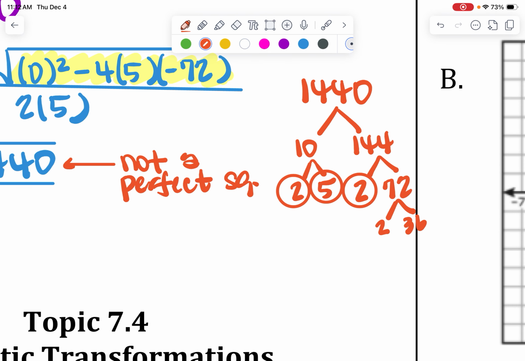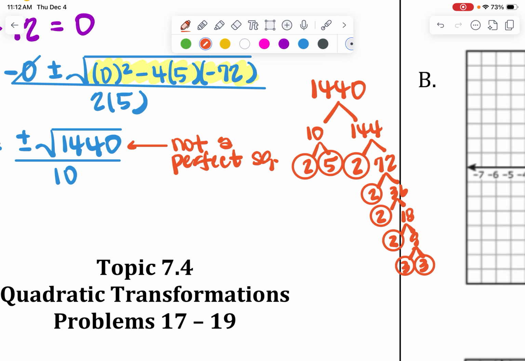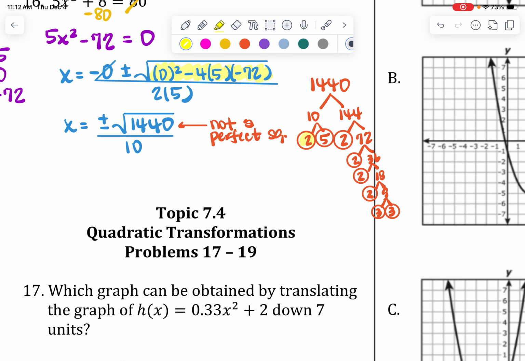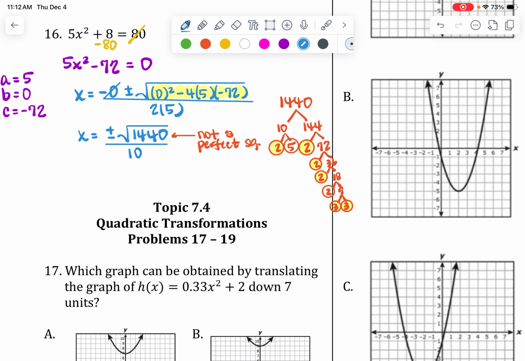So 2 and 36, 2 and 18, 2 and 9. So many factors for 1440, and 3 and 3. Oof. All right. So let's see, I ended up with 5 2s, 2 3s, and a 5. Okay, so what can we take out? I can take out a 2, another 2, and a 3. Remember when we simplify square roots, plus or minus, I'm taking out a 2, and a 3.